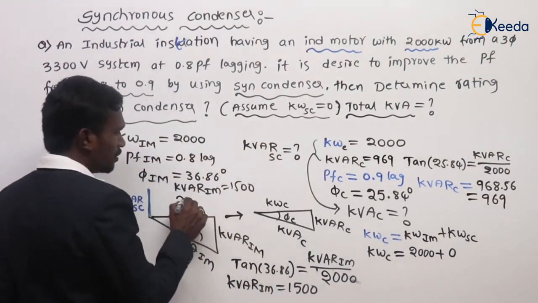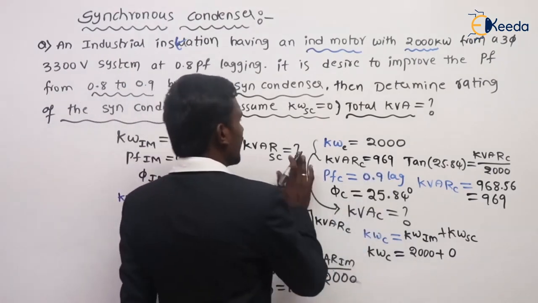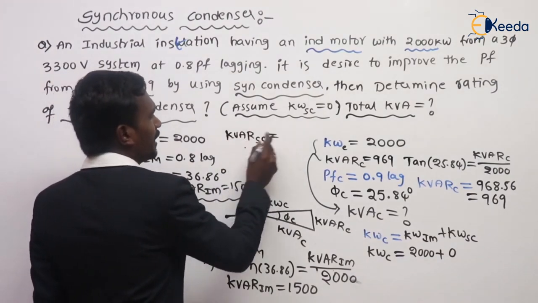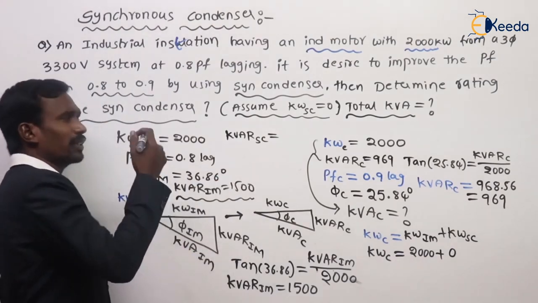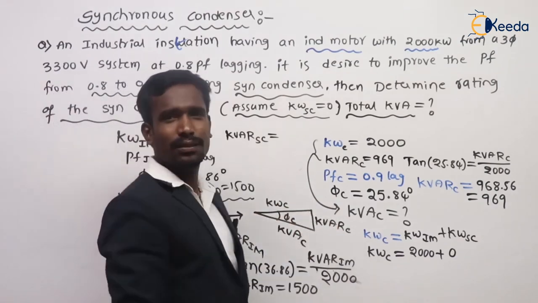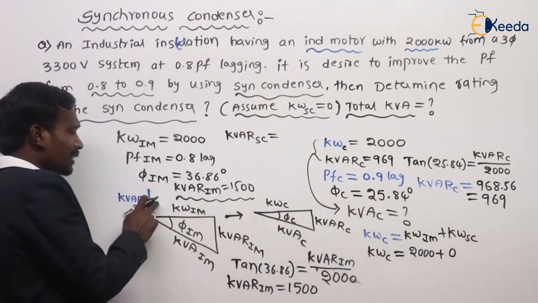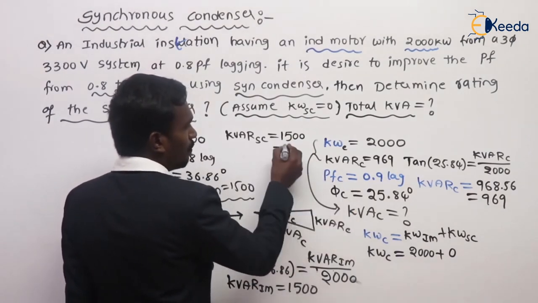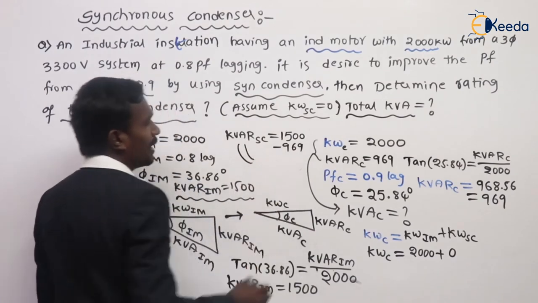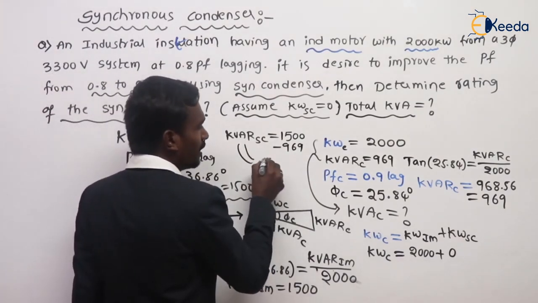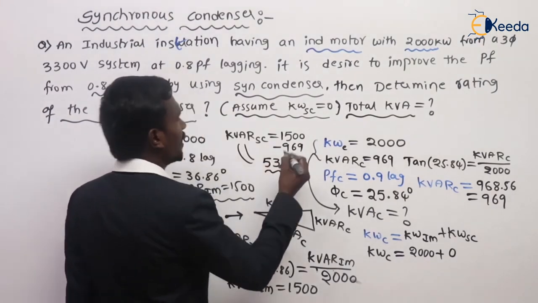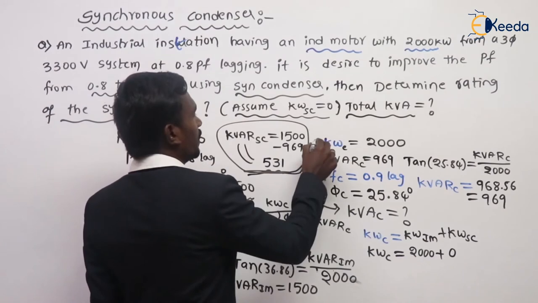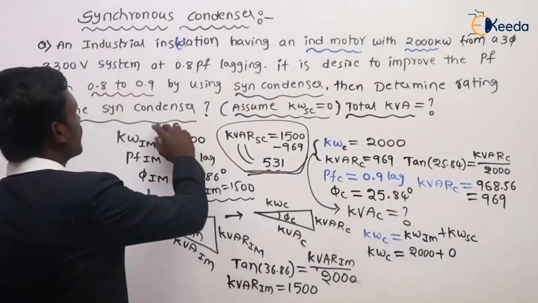Okay, so the induction motor is 1500 and the combined is 969. Then what is the synchronous condenser kVAr? The kVAr of induction motor minus the synchronous condenser is equal to combined. We know the combined value, so the synchronous condenser value is the induction motor minus combined. Then you will get 531 kVAr for the synchronous condenser. The first question is completed.